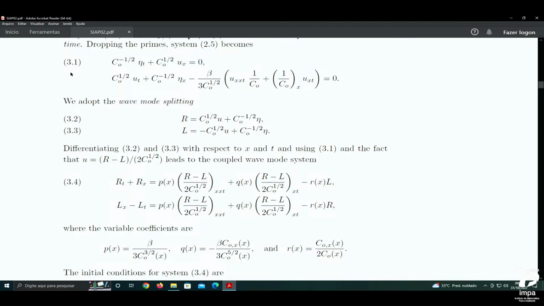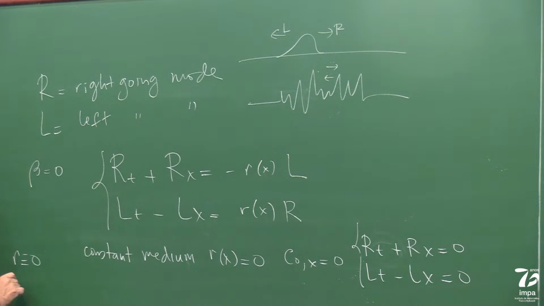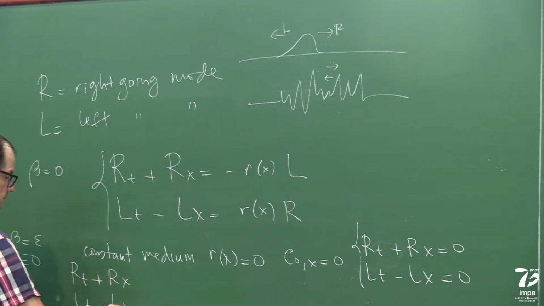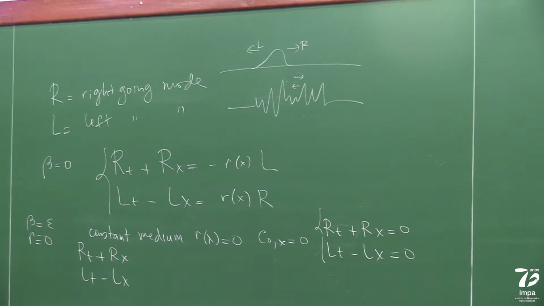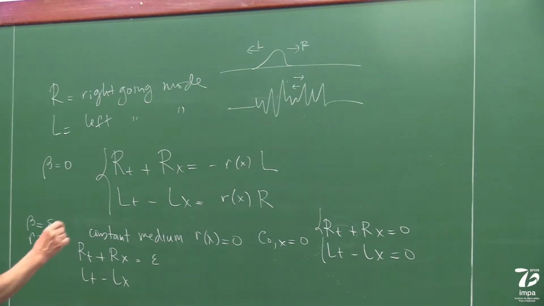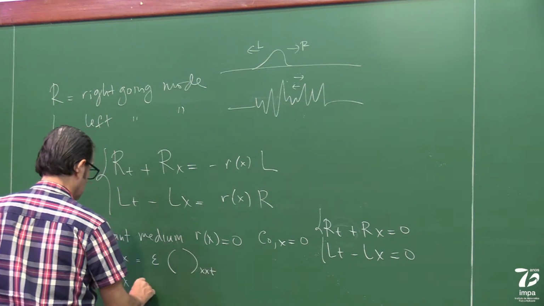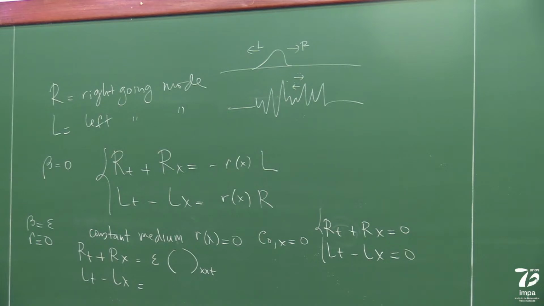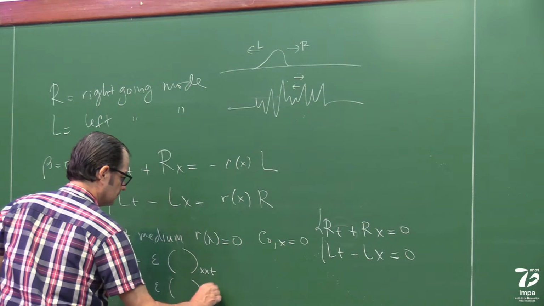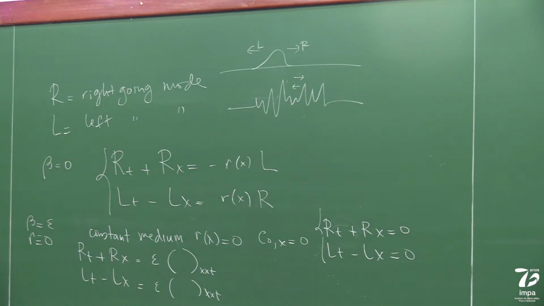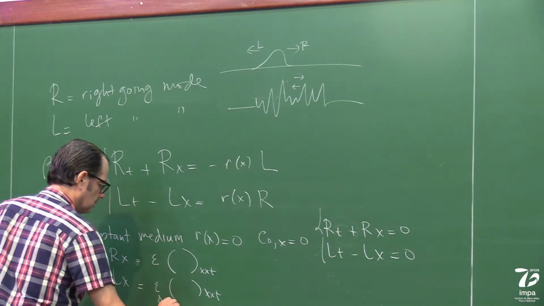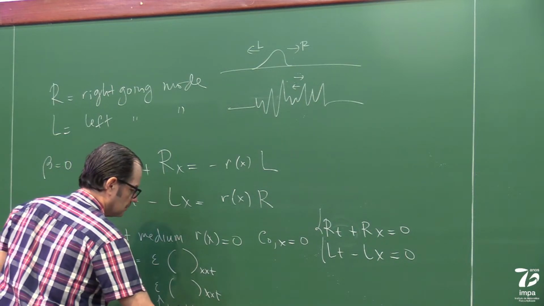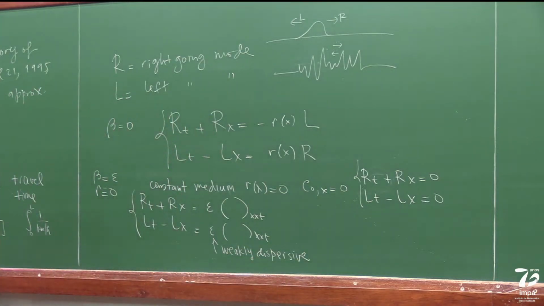Then what do we have for r equal to 0, but beta equal to epsilon? We have this. Now let me get the signs correct. It's going to be equal to epsilon times some term here. I'm not going to write the whole term, xxt. And the other one is going to be also epsilon, the same term, xxt. Okay? So what does this say? So this is the weakly dispersive term.